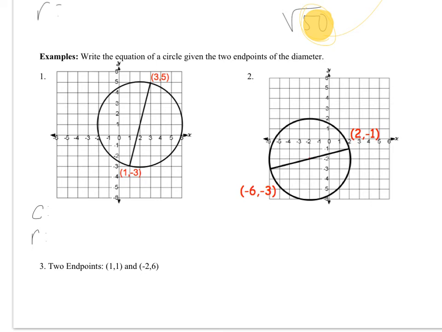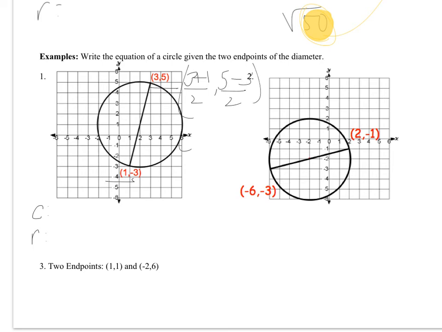All right, well, I'm not given either of these in this situation. So how do I find the center of this? What does center mean? Center means middle. How do I find the middle between these 2 points? I gotta do the midpoint formula. So 3 plus 1 divided by 2, and 5 minus 3 divided by 2.